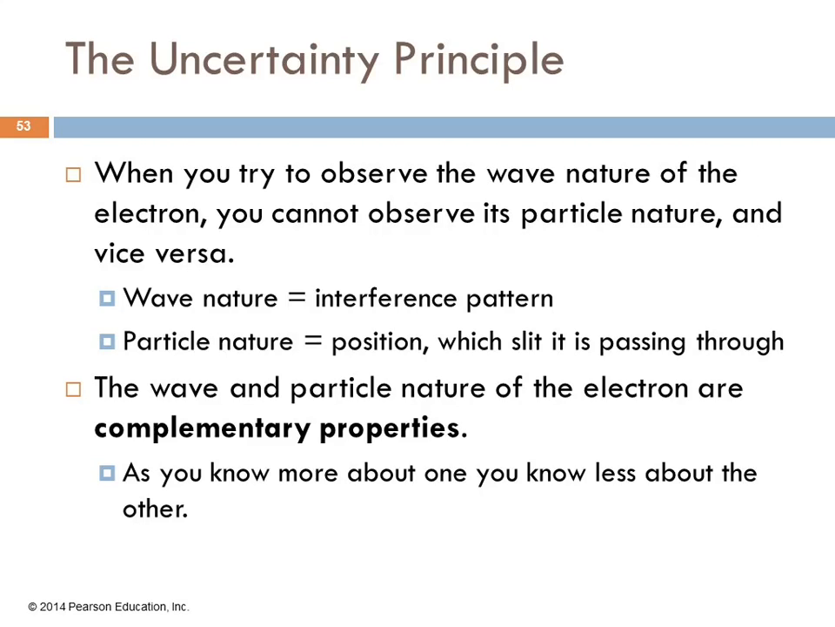Uncertainty principle. So when you try to observe the wave nature of the electron, you can't observe its particle nature. When you try to observe the particle nature, you can't observe the wave nature. And this goes back to Schrodinger's cat. When you open the container, the cat is either dead or alive. Before you open the container, it could be either, you don't know.